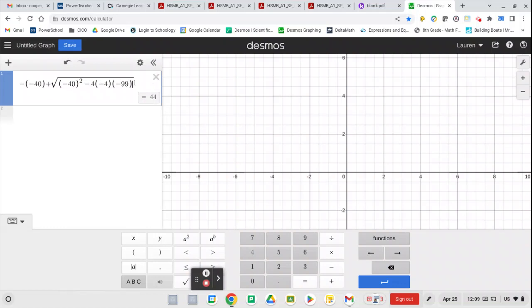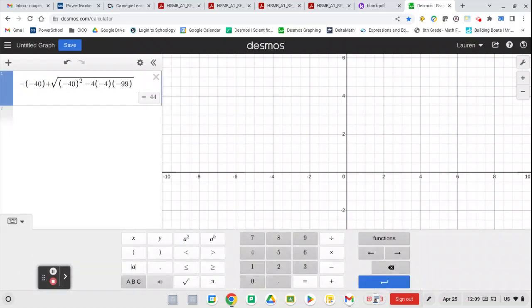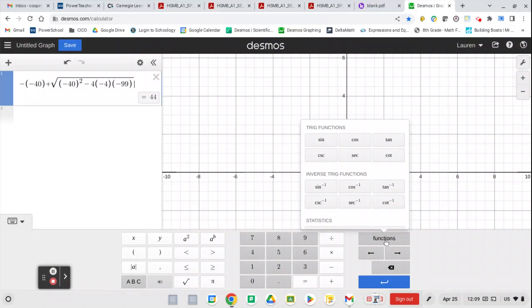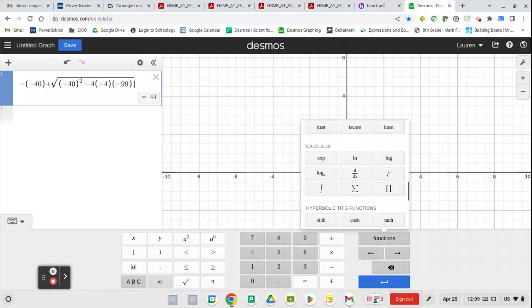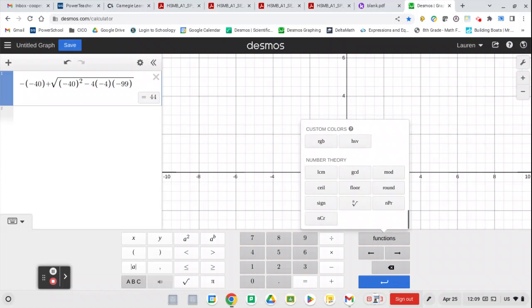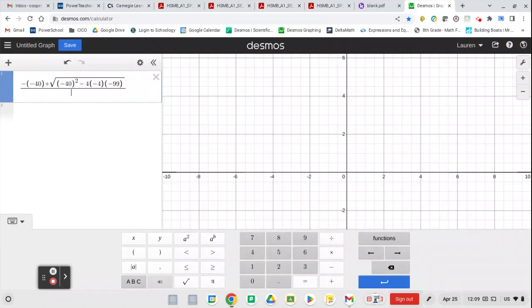And if you want to do this, highlight this and make it a fraction. Oopsie. How do you divide all of this? Highlight all of it. You could just put parentheses around all of it. Where's the fraction button? Oh, the slash. You could do the slash. There we go. 2 times negative 5.5.